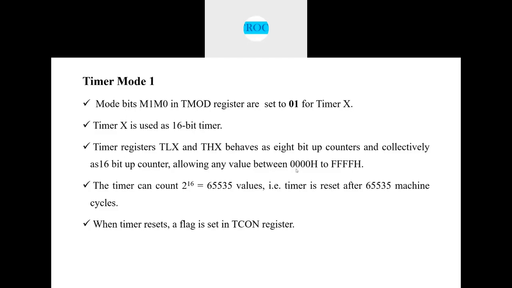So what is the value we can have? We can start with an initial value of 0000H, and whenever the counter counts up to FFFFH, it will be reset to 0000 and it will set the overflow flag to 1 in the TCON register. So what is the maximum value we can have here? 65535 values. The timer is reset after this many machine cycles.